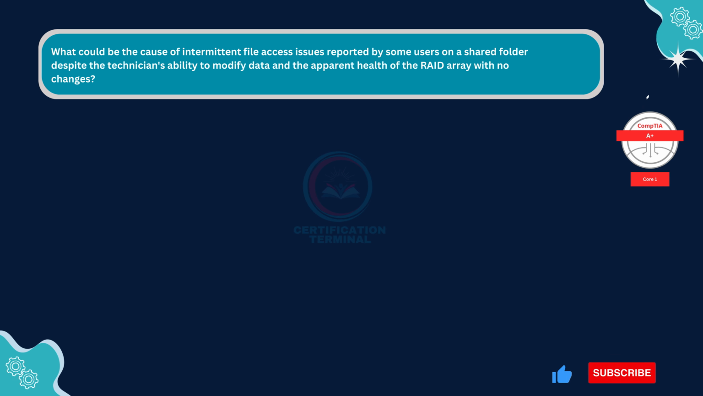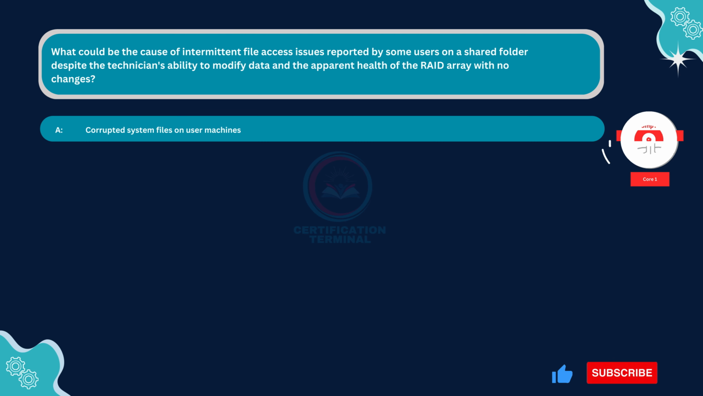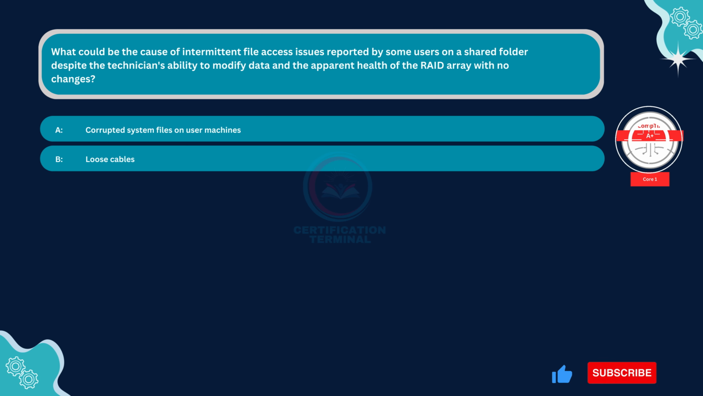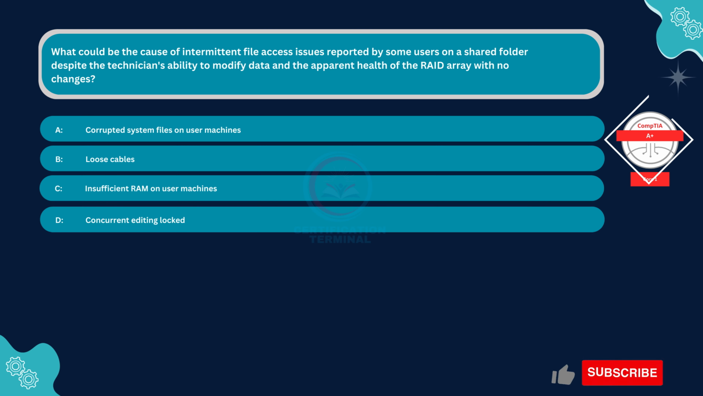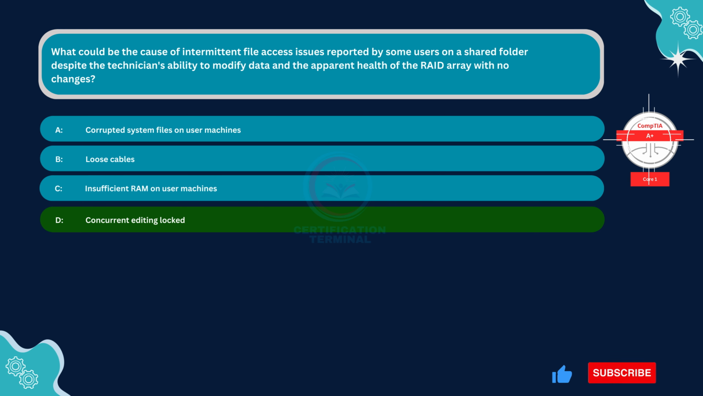Next question. What could be the cause of intermittent file access issues reported by some users on a shared folder despite the technician's ability to modify data and the apparent health of the RAID array with no changes? Option A, corrupted system files on user machines. Option B, loose cables. Option C, insufficient RAM on user machines. Option D, concurrent editing locked. The correct answer is Option D, concurrent editing locked.